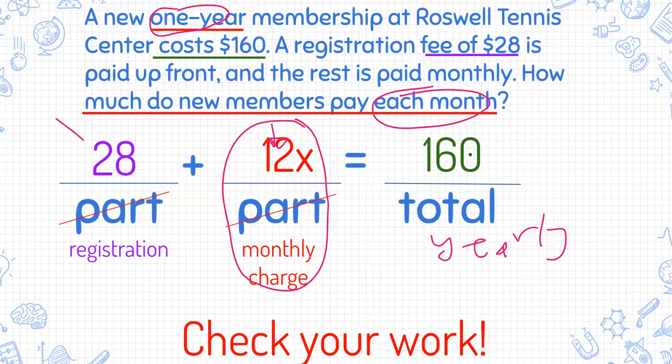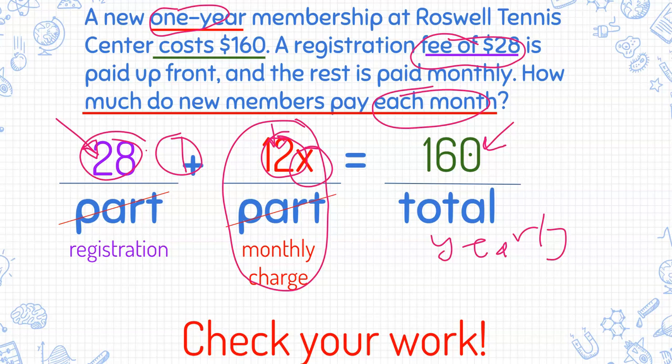And then we have this one-time $28 registration fee that they gave us right here. We only pay that once, so there's no need to multiply it by anything else. I could even put a times 1 right there if that made me feel better about it. So remember, once again, we have the cost times the number of things, which is 1, plus the cost, which is what X is, we don't know what it is, times the number of things, which is 12 months, is equal to our total yearly cost of $160.